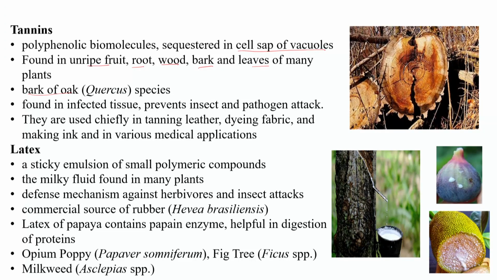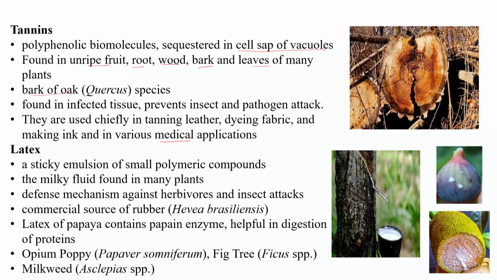Now commercially also tannin is very useful. We can see here that the wood is coming out from the gaps, and the brown color of this wood is because of the presence of tannin. It is used in the leather industry for tanning of leather, like skin of animal. So to make a proper leather, this tannin is used. Similarly, it could be used in the dye industry and to make inks also, and in various medical applications these tannins are used.